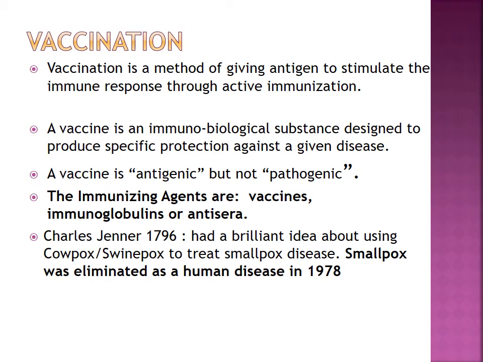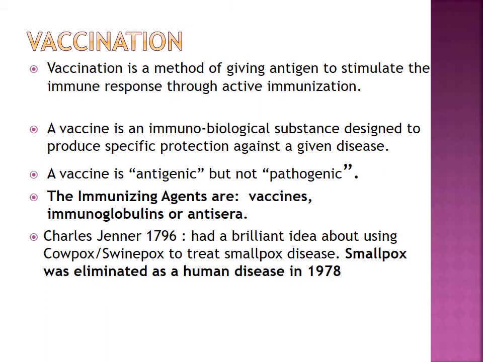Vaccination is a method of giving antigen in order to stimulate the immune response through active immunization, producing immune elements that will give active immunity. A vaccine is an immunobiological substance that is designed to produce a specific protection against a given disease. A vaccine, though, is antigenic but not pathogenic. We have many immunizing agents. They are either vaccines, or immunoglobulins, which are short-lived, or anti-serum.